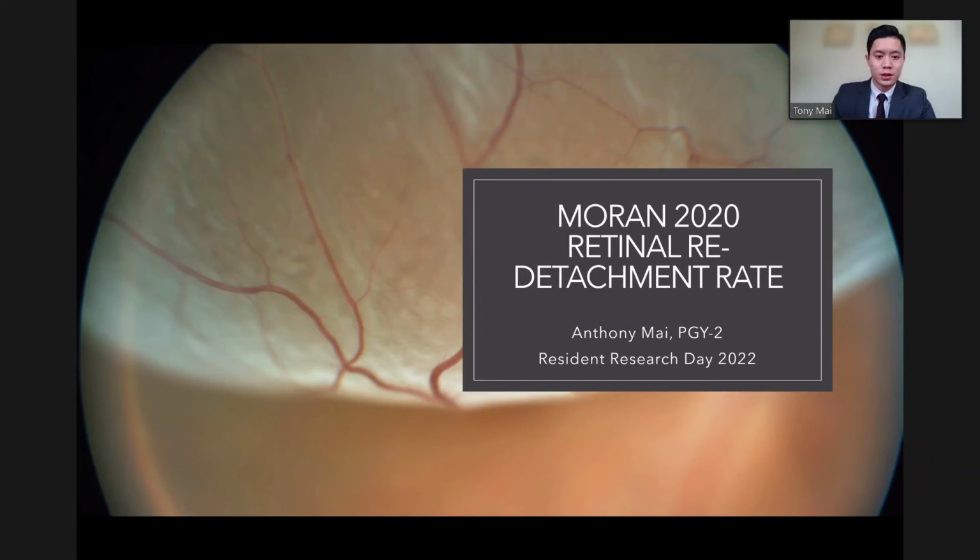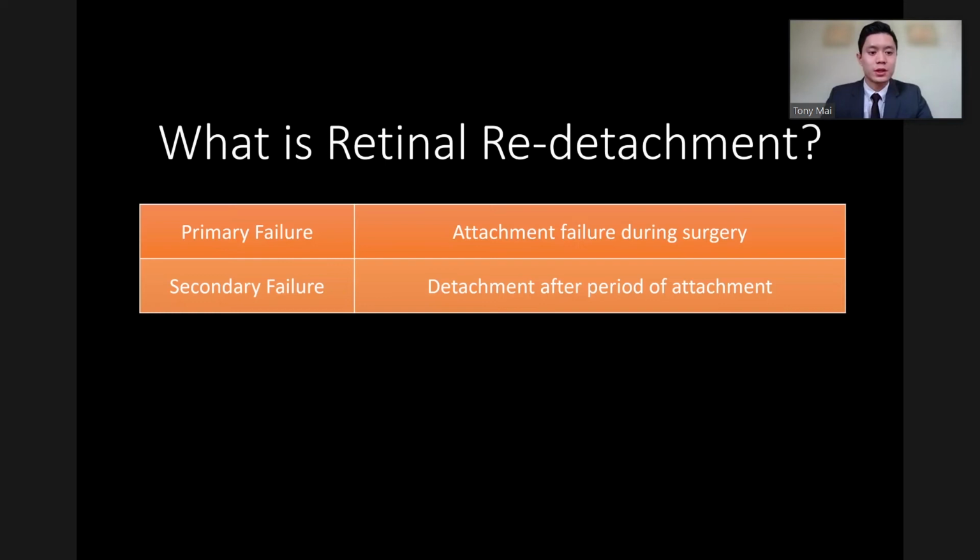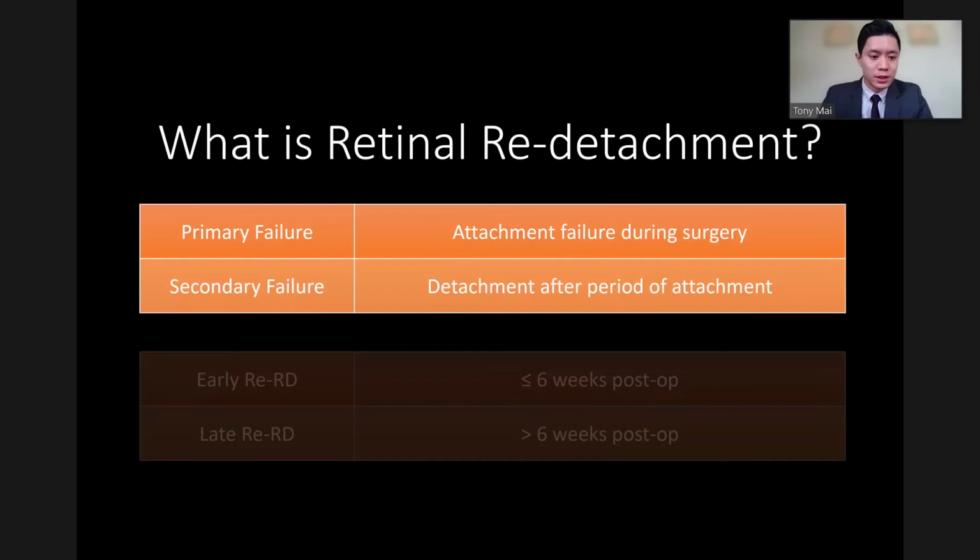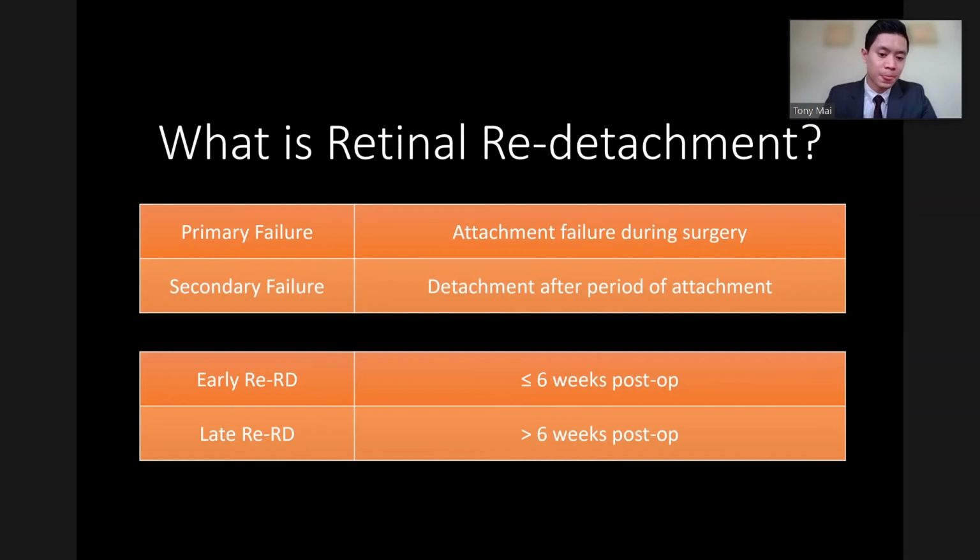And this is one of the terms I found in which the primary failure is when the attachment could not be accomplished during the surgery, but the secondary failure is when there's a detachment after a period of attachment after that surgery. And the secondary failure is what we're going to be looking at today. And this could be before 6 weeks post-op, and this is for an early re-detachment, or after 6 weeks post-op, considered a late re-detachment.